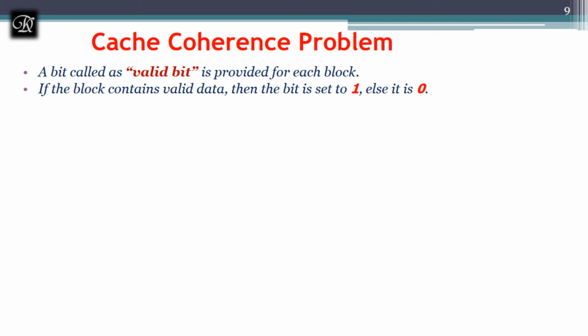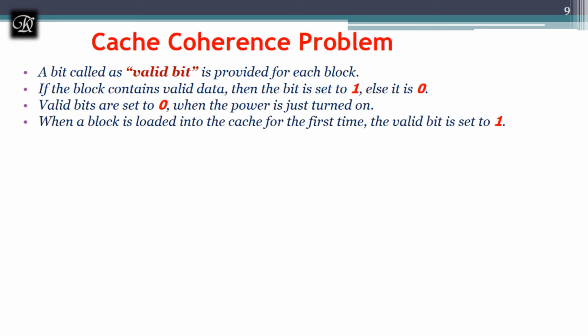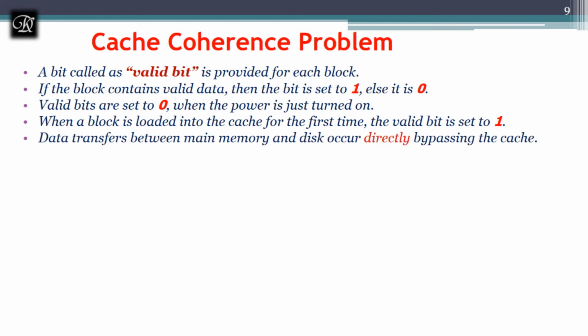If the block contains valid data, the bit is set to 1, otherwise it is set to 0. Initially, the valid bit is set to 0 because when we power on, we don't have any data, so these valid bits are set to 0. And when a block is loaded into the cache for the first time, of course it is valid data, it is not updated by any of the processes. So we are going to mark the valid bit as 1.